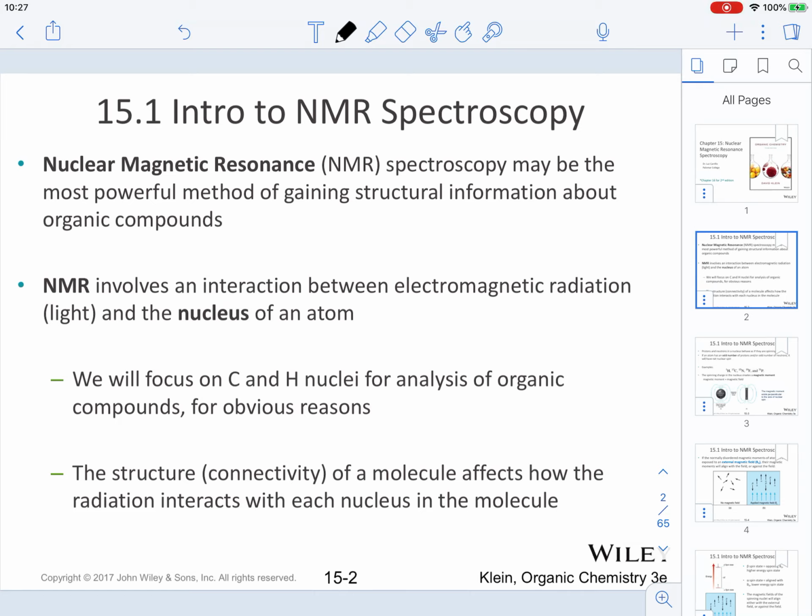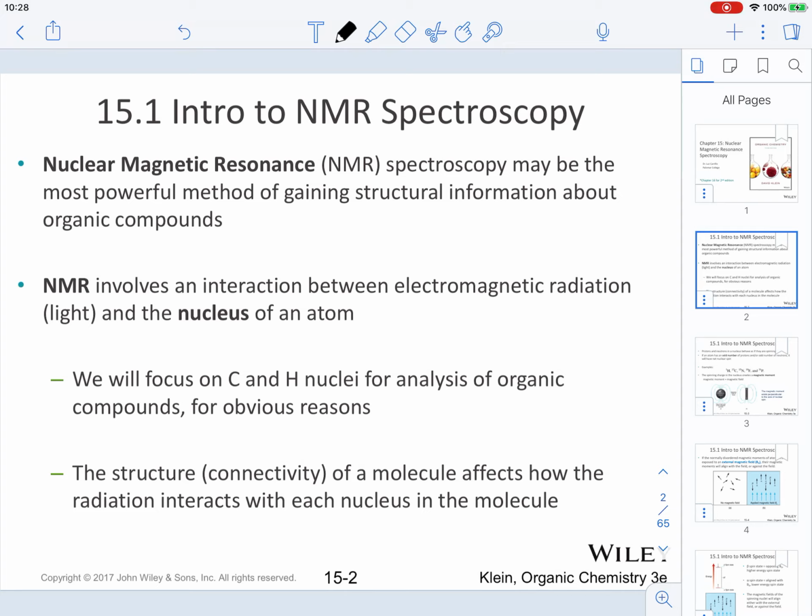of a particular molecule. NMR involves the interaction between electromagnetic radiation, a specific type of light, and the nucleus of an atom. In this chapter, we are going to be focusing on carbon and hydrogen because those are common nuclei that can be found in many organic compounds.